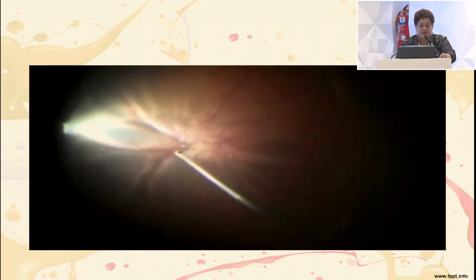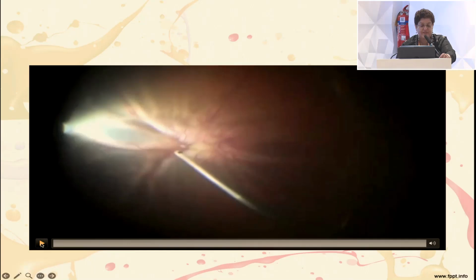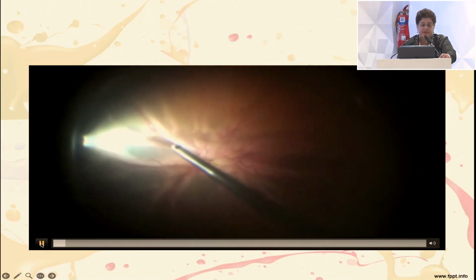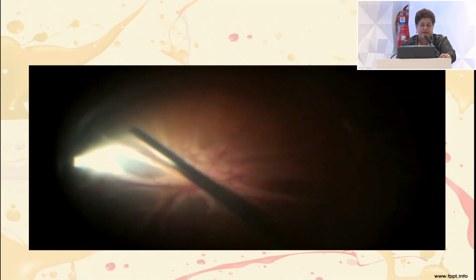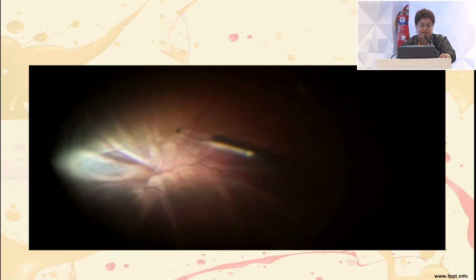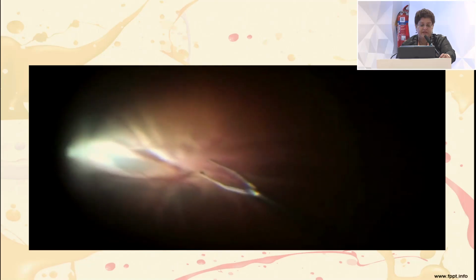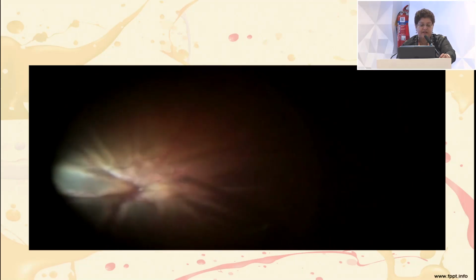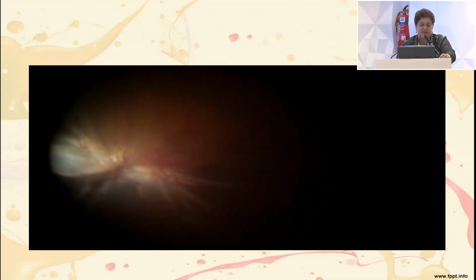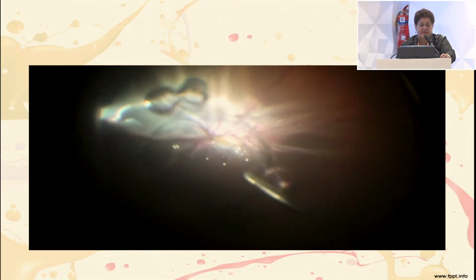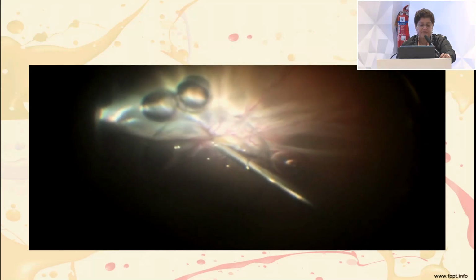The next one shows a little worse case where it has formed a star fold at the optic nerve head. There are membranes which are contracting the retina. This child had a unilateral detachment, didn't even know there was a detachment. He came for a routine evaluation with his parents, and that's how it got detected.